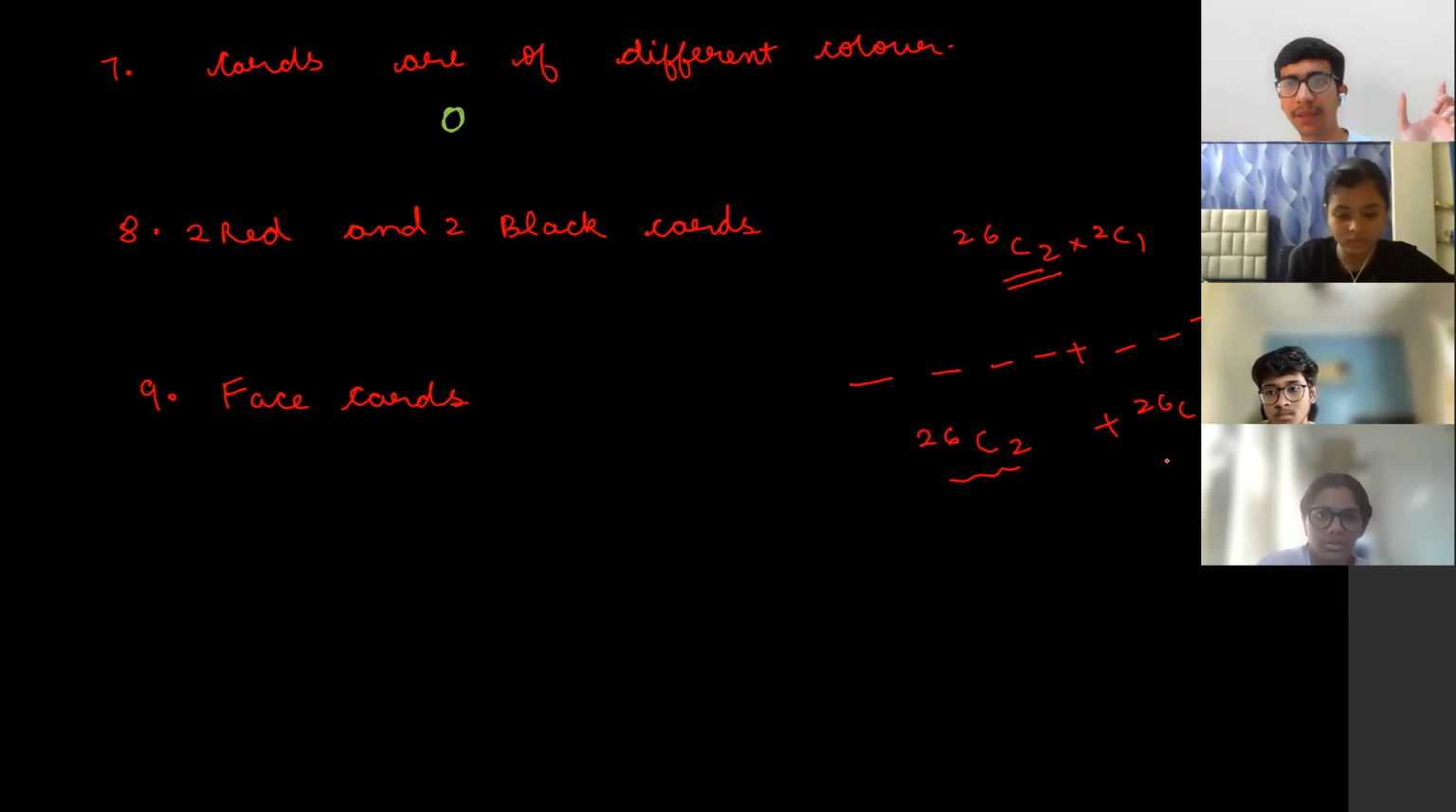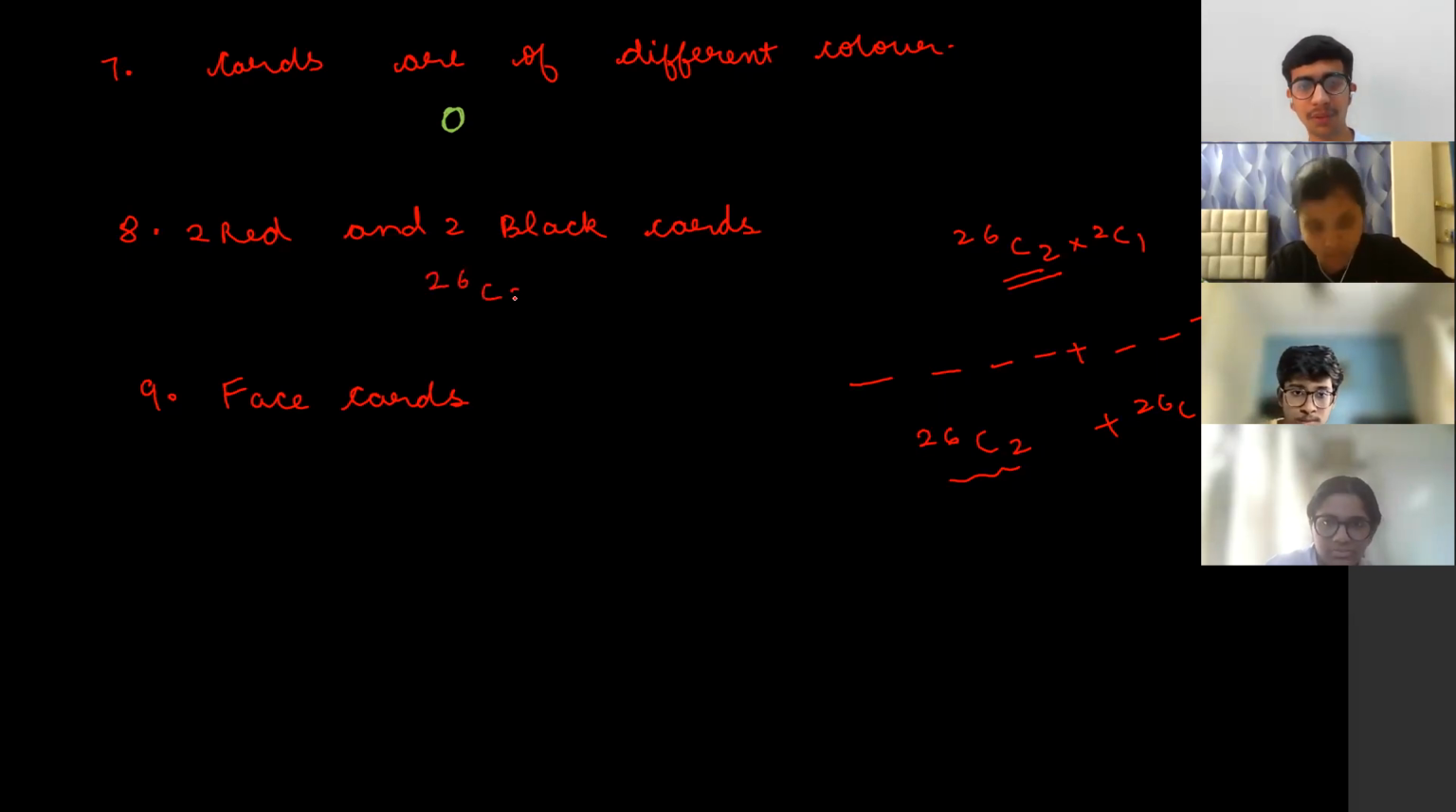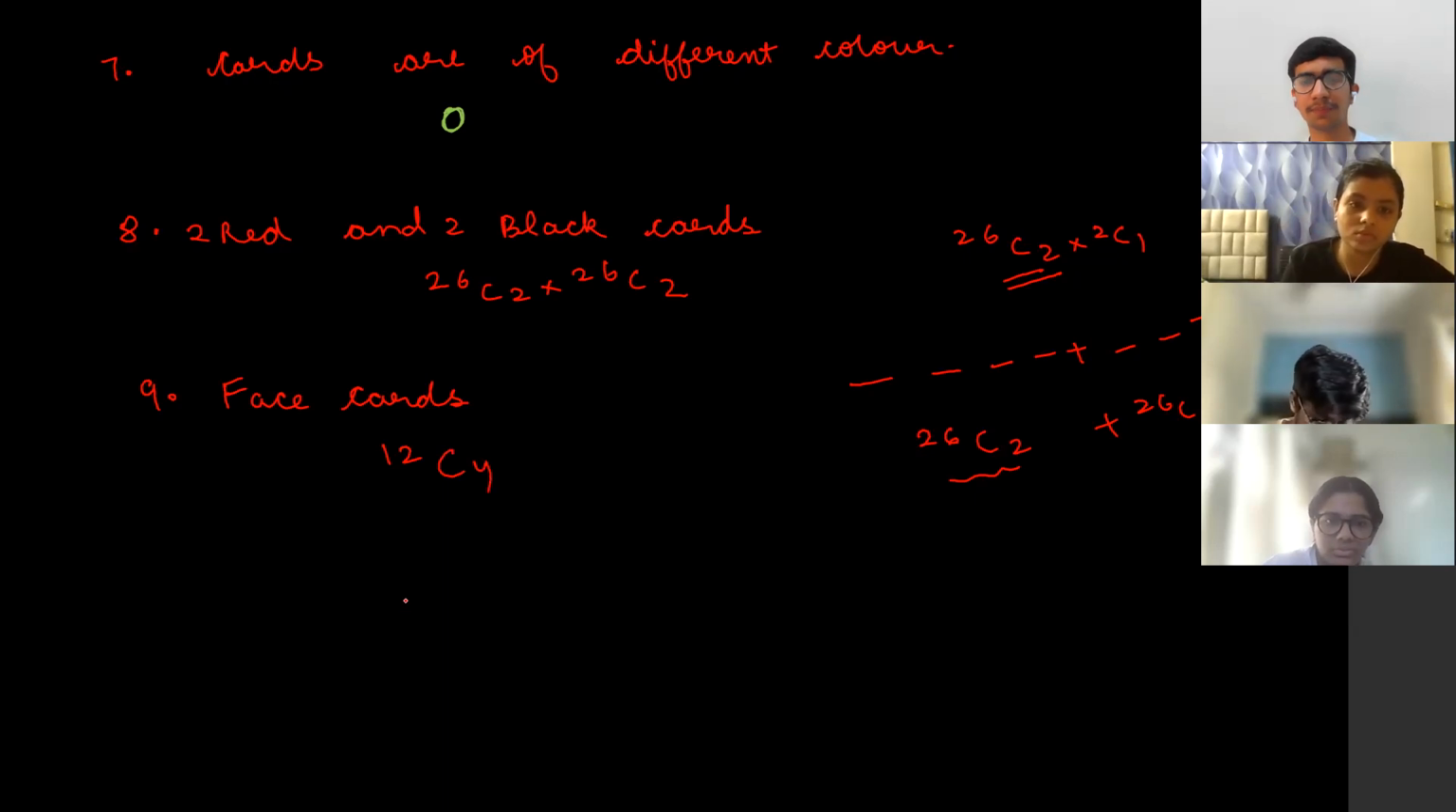This is an "and" type fundamental theorem of multiplication. Okay, so for the 8th one, it's 26C2 into 26C2. For the 9th one, everyone has answered correct. 12C4.